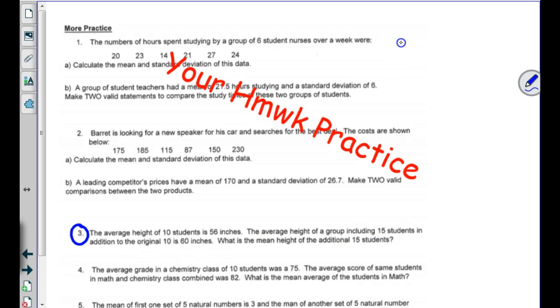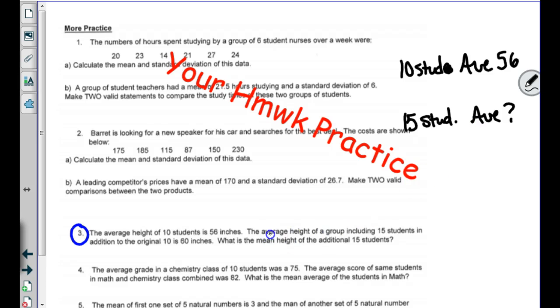Okay. So let's write down what we have so it's a little less confusing. We had 10 students and their average was 56, right? And in the end, we were going to have 15 more students, and we want their average, right? The average height of a group, including 15 students in addition to the original 10. So in here, there were 25 students, and their average was 60.